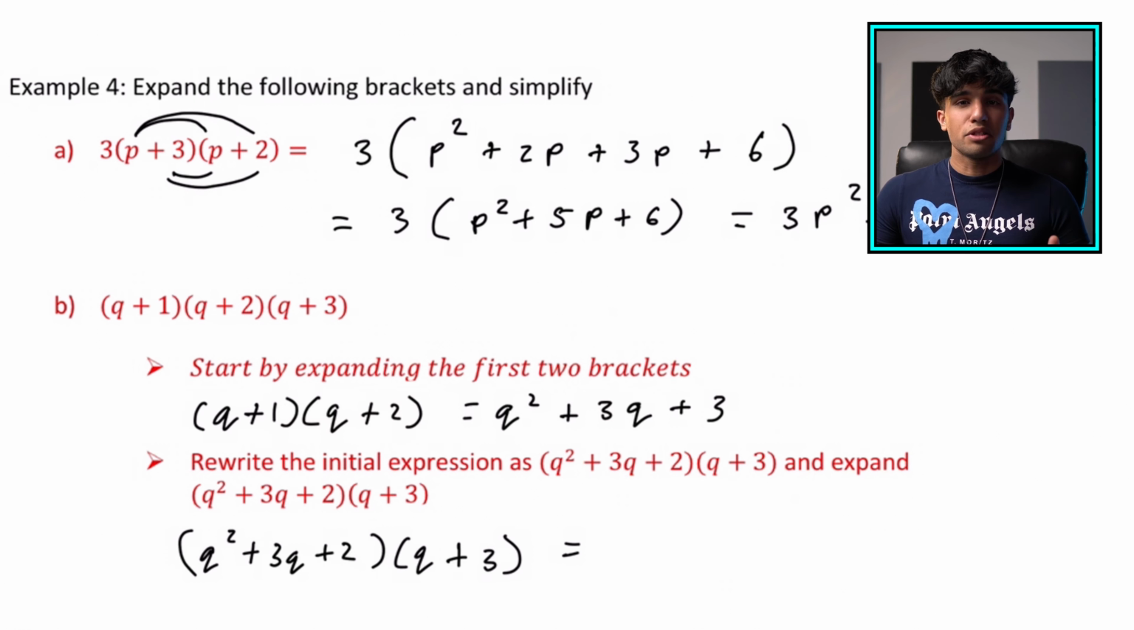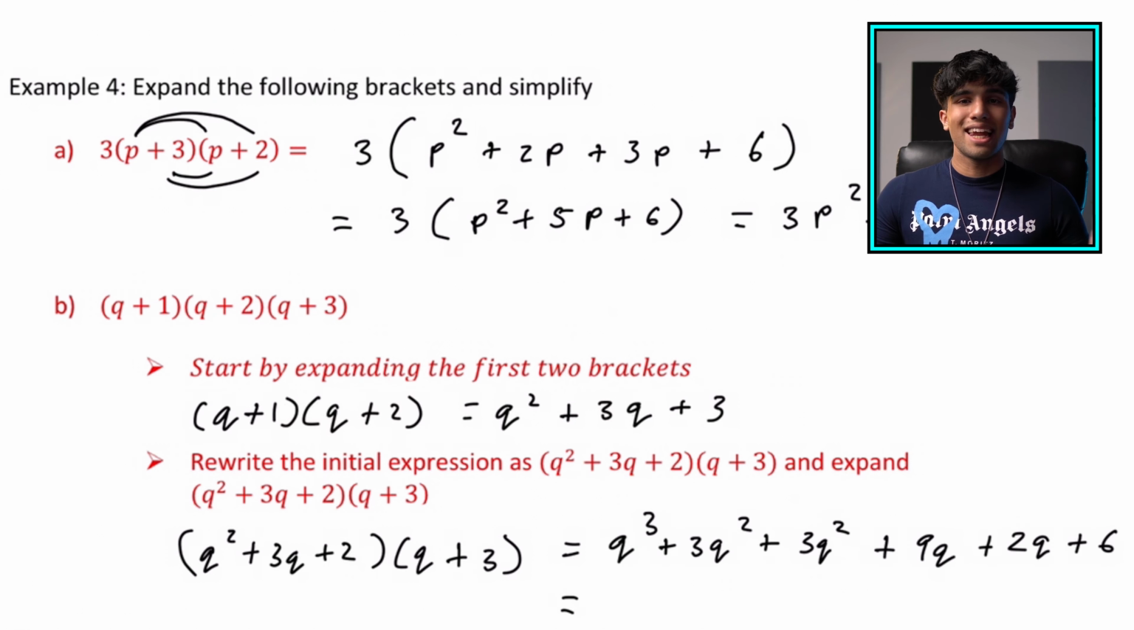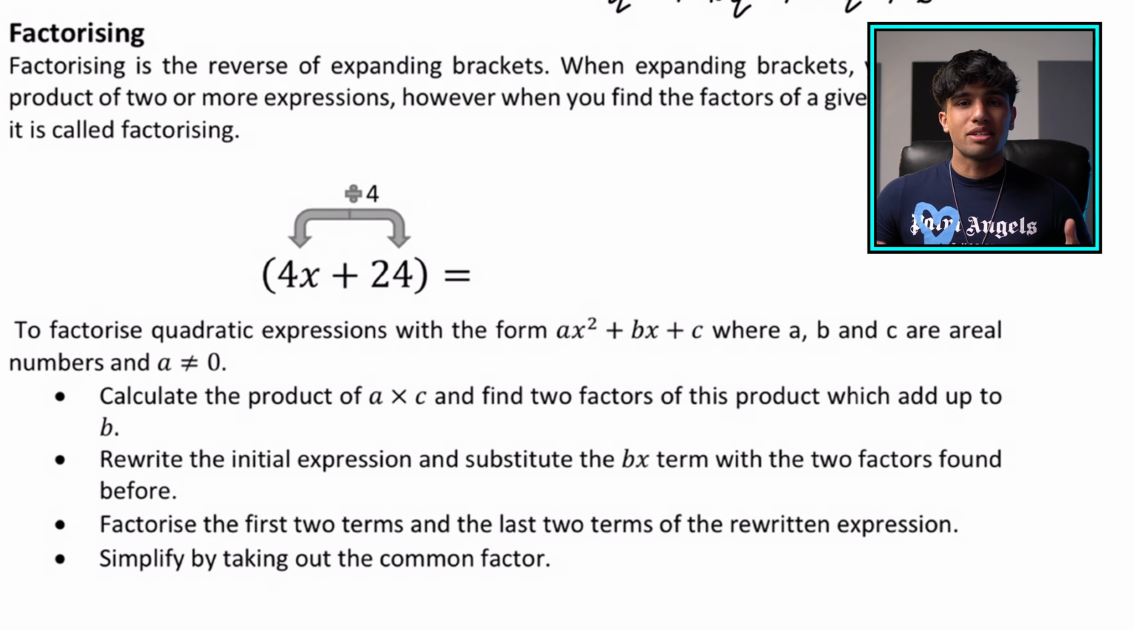Again, we need to multiply every term in our first bracket by every term in our second bracket. Our last step is to collect like terms again, and that'll give us the simplest form. You now know how to expand brackets.